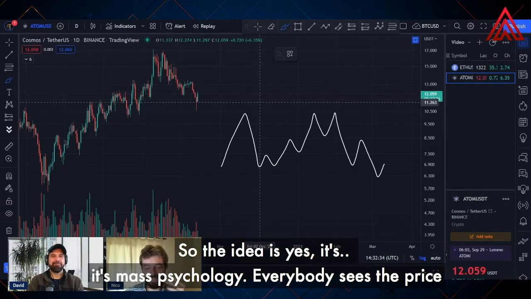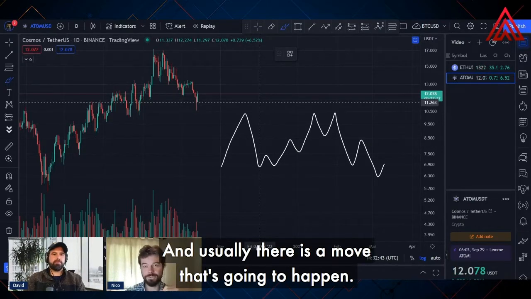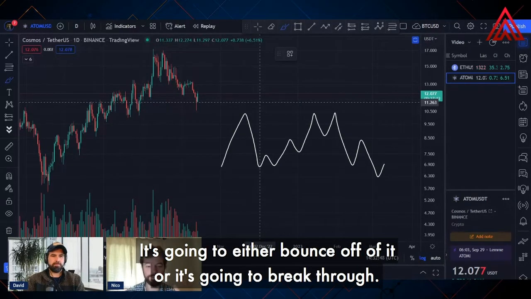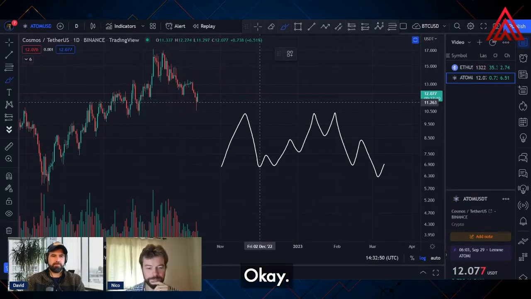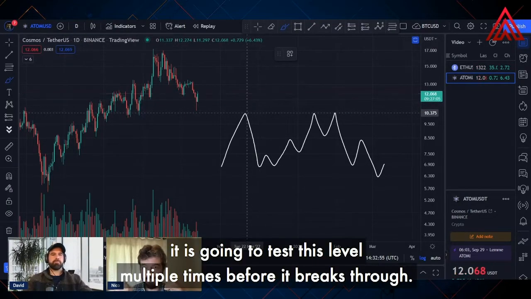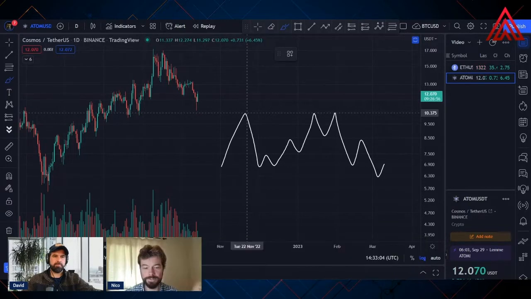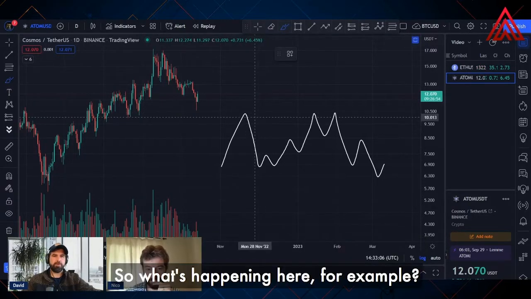So the idea is, yes, it's mass psychology. Everybody sees the price testing again the same level that it tested before, and usually there is a move that's going to happen. It's going to either bounce off of it or it's going to break through. Most of the time it is going to test this level multiple times before it breaks through, and that's why we're going to use this to open and to enter our trades.